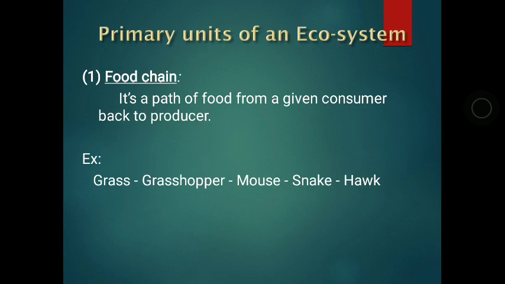Next, primary units of an ecosystem. What is the primary unit of an ecosystem? First thing is the food chain. These are the basic primary units for an ecosystem to sustain. What do we need to survive? Food. So the food chain comes into the picture. It is the path of food from a given consumer back to the producer. Producers are the ones such as plants. They produce the food with the help of sunlight and also with the help of chlorophyll, that is the pigment.